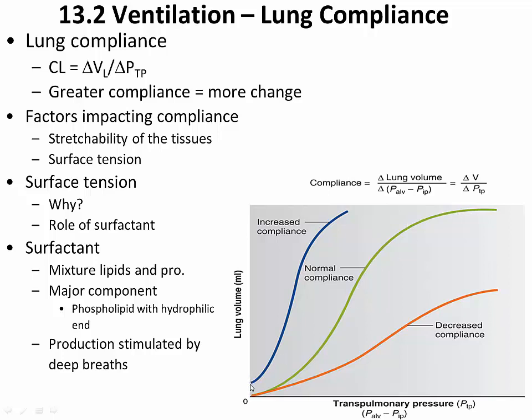But if we increase the compliance, that means we make the lungs more stretchable. We apply just a little bit of pressure, and we get a larger increase in lung volume as a result. There are instances in which we'll increase the compliance, as we'll see shortly. But another possibility is we decrease the compliance. For instance, insufficient surfactant would decrease the compliance of the lungs. In this case, we increase the transpulmonary pressure, but we get less of an increase in lung volume as a result of that increase in pressure.